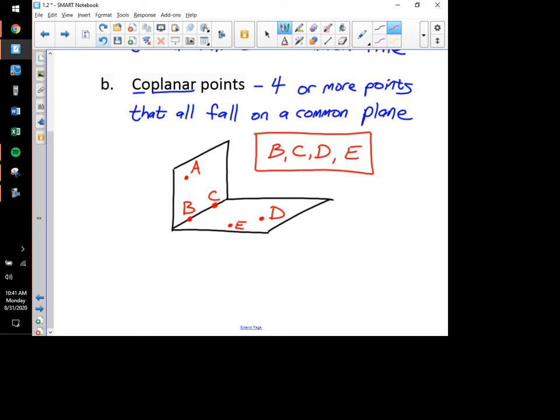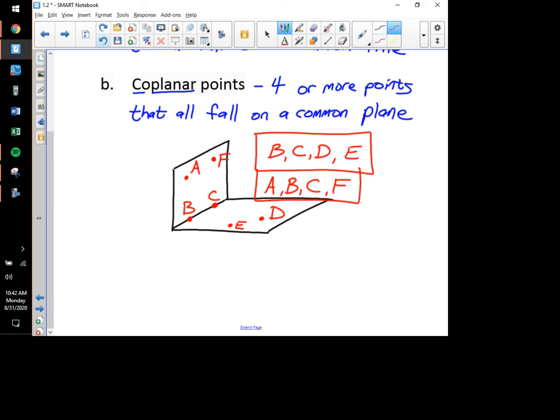But you'll notice that we are not including point A in that group, because point A is not on the surface of the desk. Even if you extended that plane forever, point A is sticking up in the air above it. Now, if we wanted to, we could name another point on this vertical plane. We could call that F. And now all of a sudden, we've just created a second group of coplanar points. And that would be points A, B, C, and F. Those 4 points are all a part of the plane that is sticking up in the air.